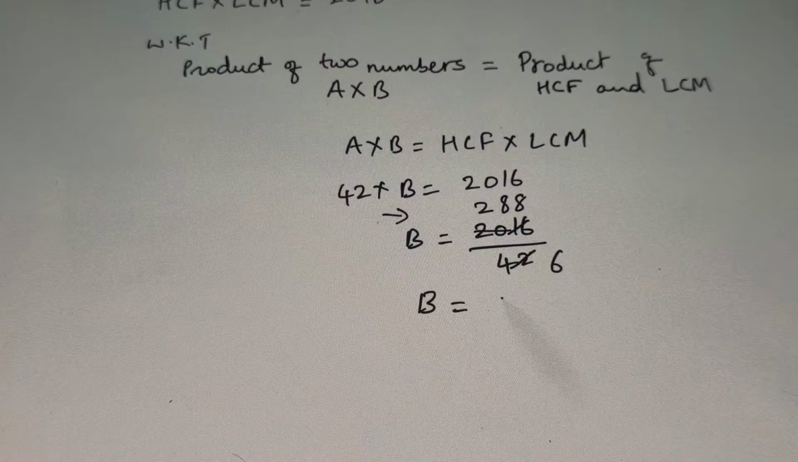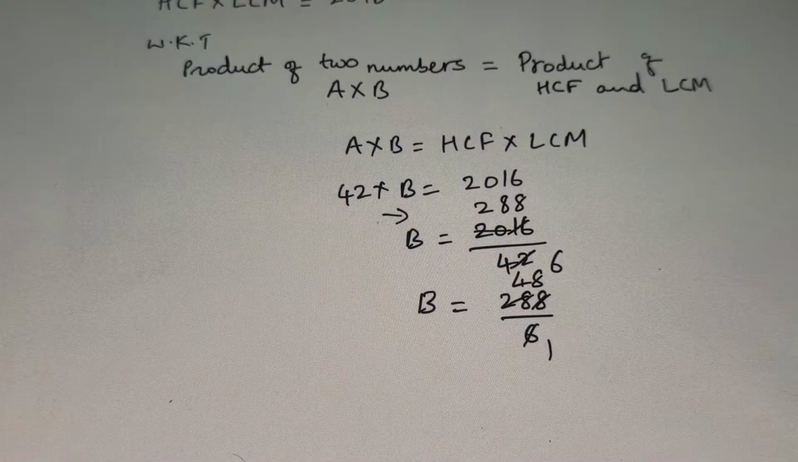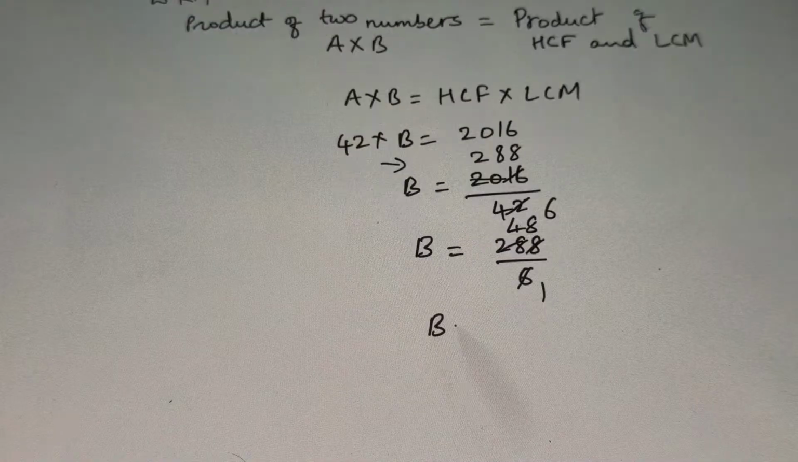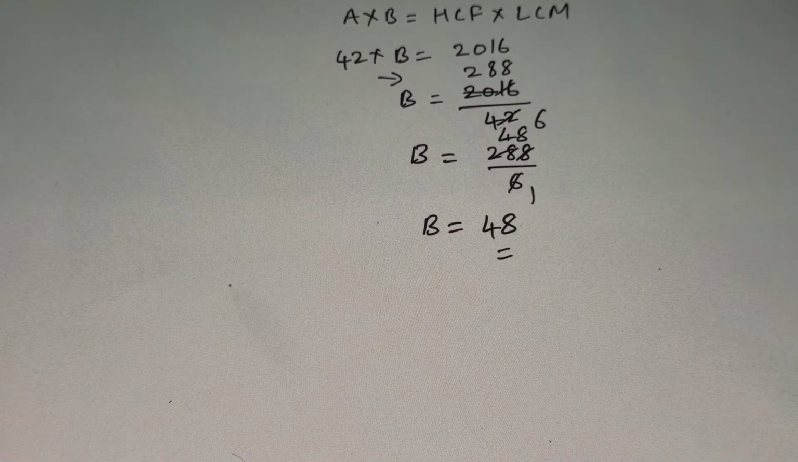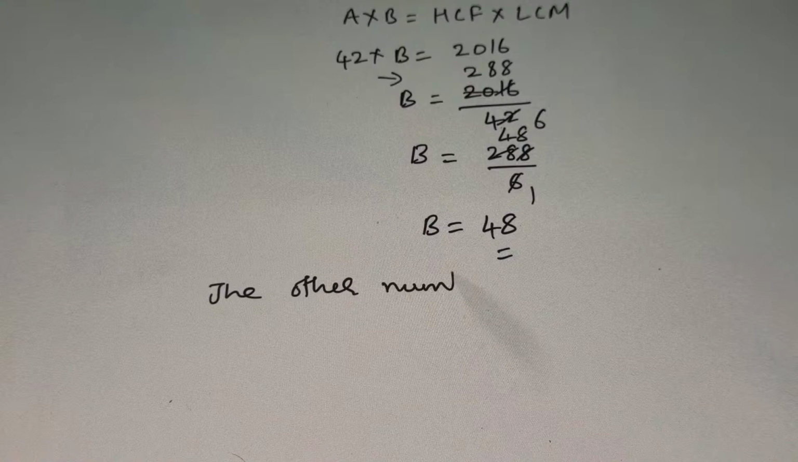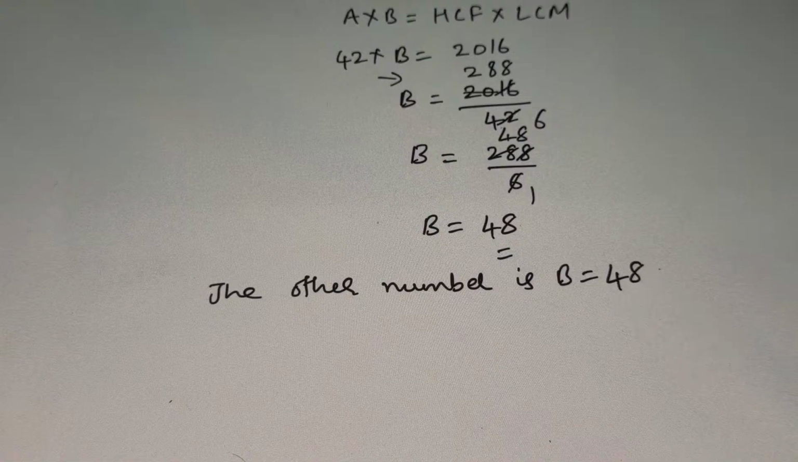So we get 288 by 6. So now we can cancel 288 by 6. 6 ones are 6, 6 fours are 24. 4 carry. 6 eights are 48. So B is equal to 48. The second number we have found out is 48. So the other number B is 48.